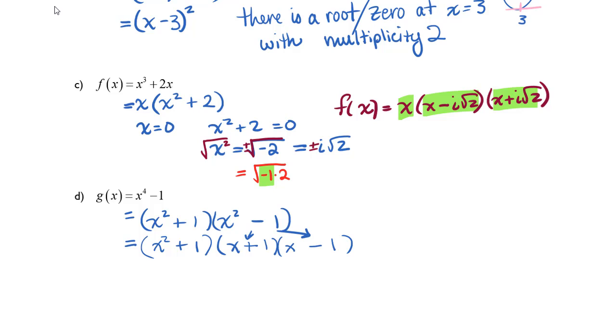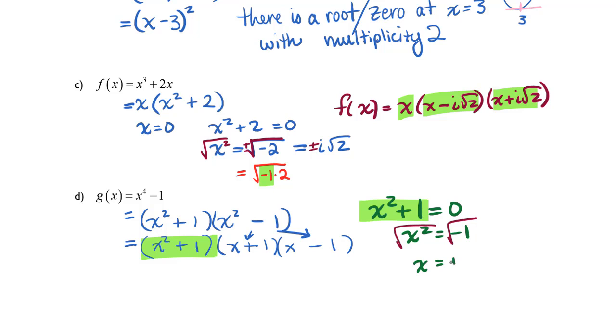So when I look at my x squared plus 1 and I set that one equal to 0, solving off to the side, x squared plus 1 equals 0. Therefore, x squared equals negative 1. If I take the square root of both sides, again, I have a complex solution. I get x is equal to plus or minus i.